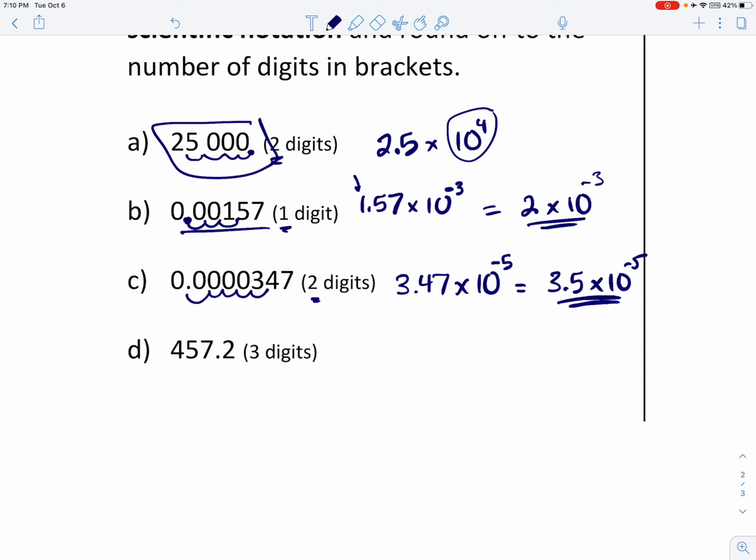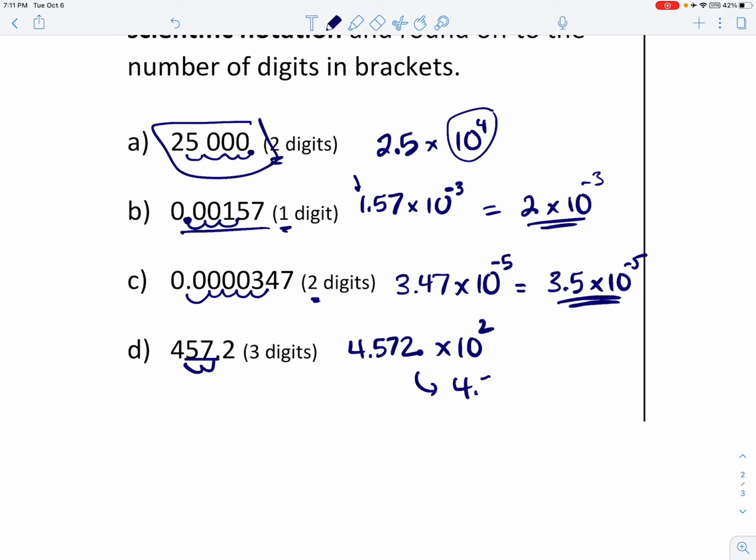The next one, 457.2, is bigger than 1, so the exponent on the 10 will be a positive exponent. To get the number between 1 and 10, we move the decimal 2 places. We'll get 4.572 times 10 to the positive 2.